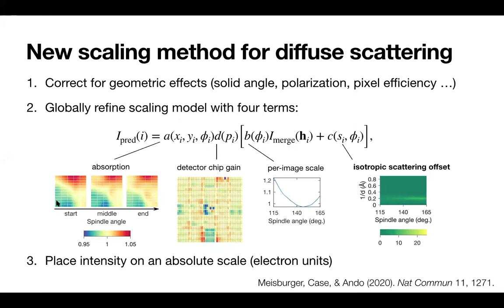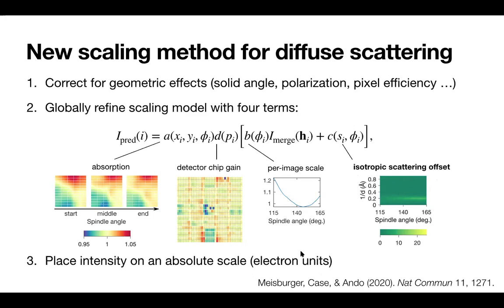So this is sort of small, few percent corrections across the face of the detector that may change with spindle angle. We found that we had to also correct for different gain values of the different chips on the detector. And then of course we need a per image scale factor, because the path length through the crystal changes as you rotate. And then finally, we needed an isotropic scattering offset correction. And what this is correcting for is bits of extra solvent or mounting material that pass through the beam as you rotate.